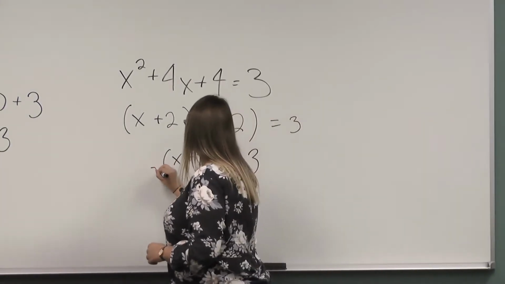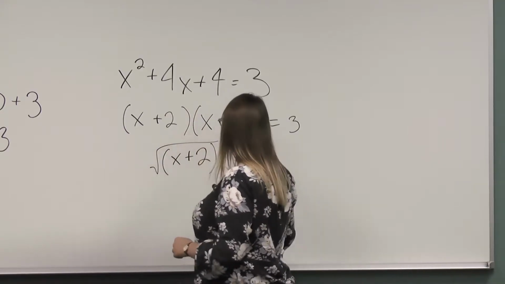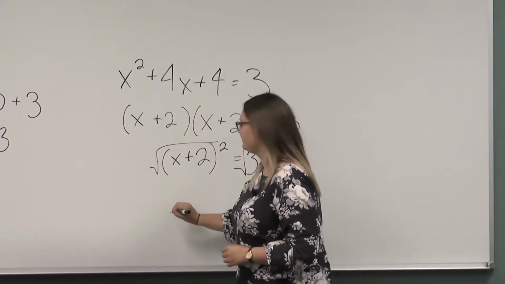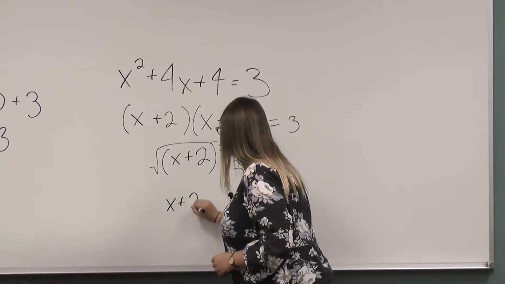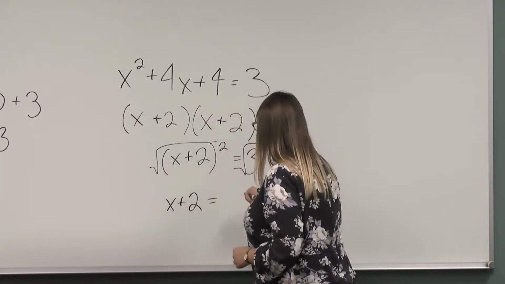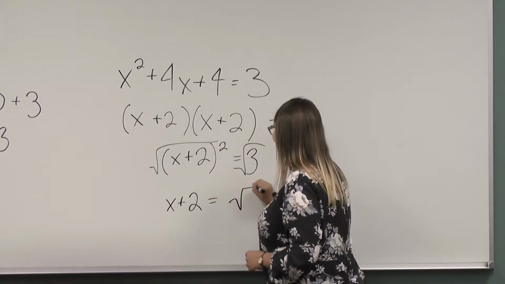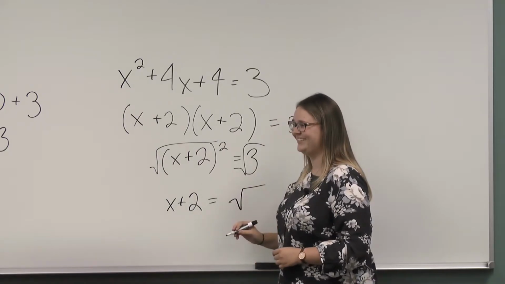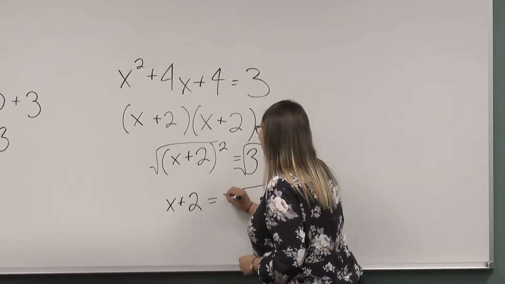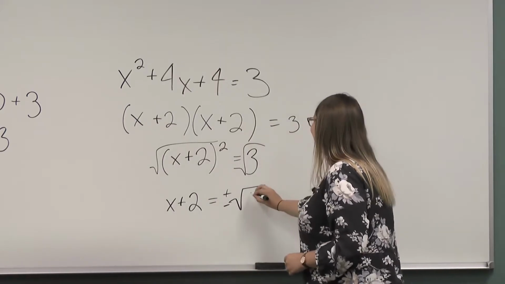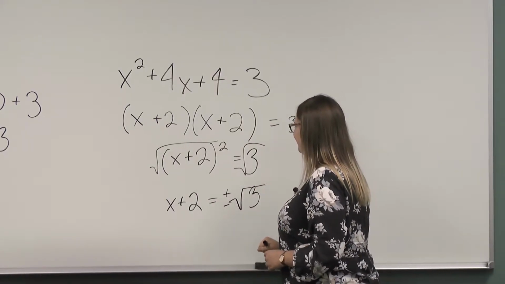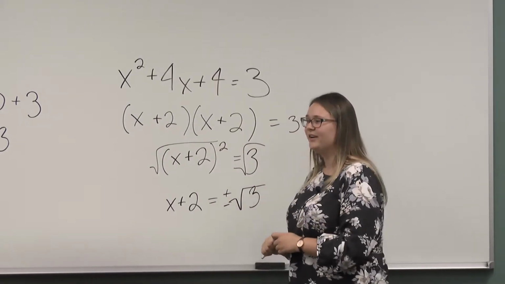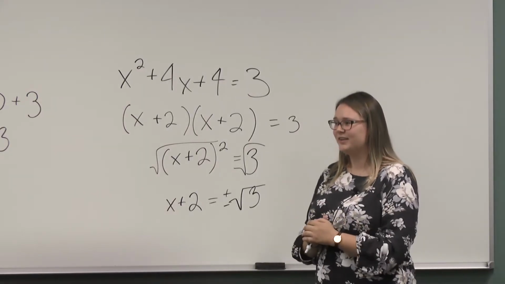Okay, so we'll take the square root of both sides. And what does that leave us with? Missing one more thing. Perfect. So we have plus or minus the square root of 3. And then finally, how do we get x completely by itself?